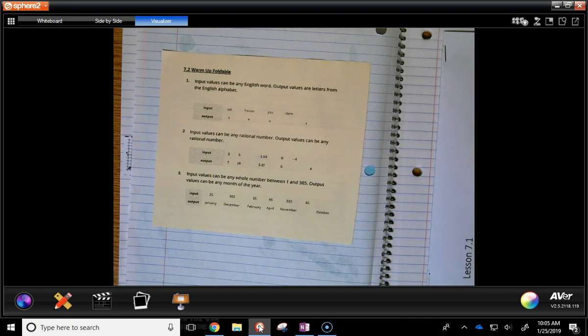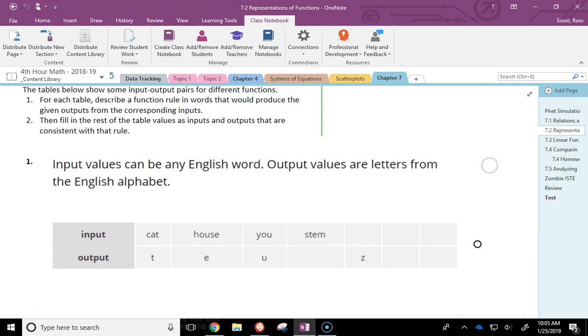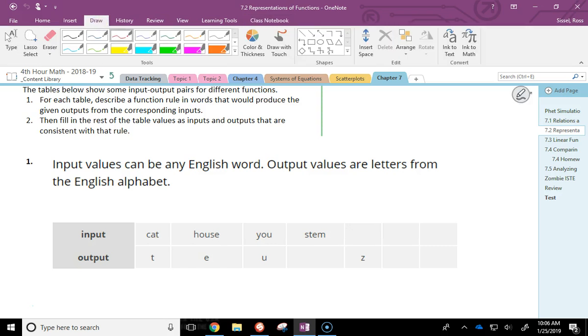But, number one, input values can be any English word. Output values are letters from the English alphabet. I'm going to go to here on my OneNote just because it's easier. But this matches up with yours. So, inputs are any English word. Outputs are letters from the English alphabet. I want to know what is the rule that would produce the given output. So when I said cat, T came out. House, E came out. U came out. Stem, what would come out? Dylan? Okay, so let's make sure we write this. M. Z came out.